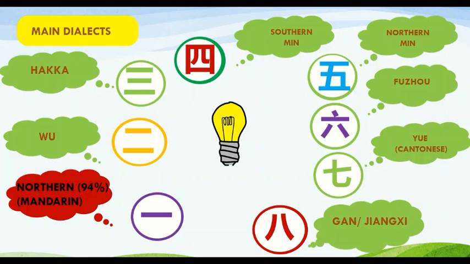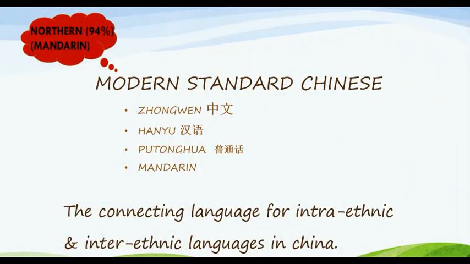Other dialects are the Wu, Hakka, Southern Min, Northern Min, Fuzhou dialect, the Yue dialect, otherwise known as Cantonese, the Xiang dialect, and the Gan or Jiangxi dialect. Now, Modern Standard Chinese or Hanyu is also known as Putonghua in mainland China and Taiwan, and of course in other Chinese-speaking communities such as Singapore and Malaysia.